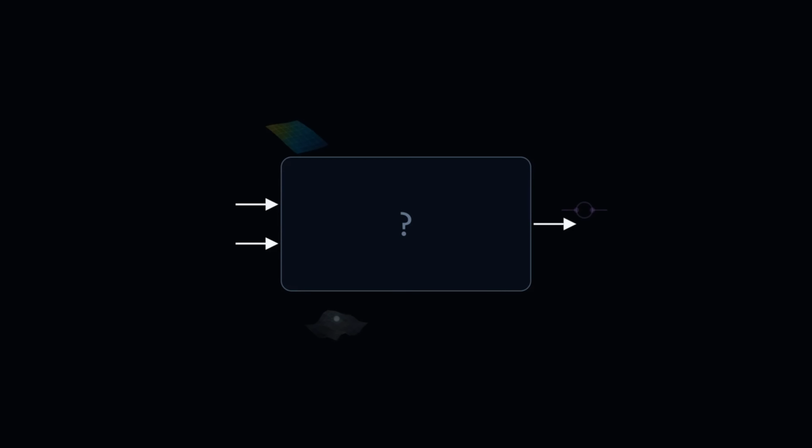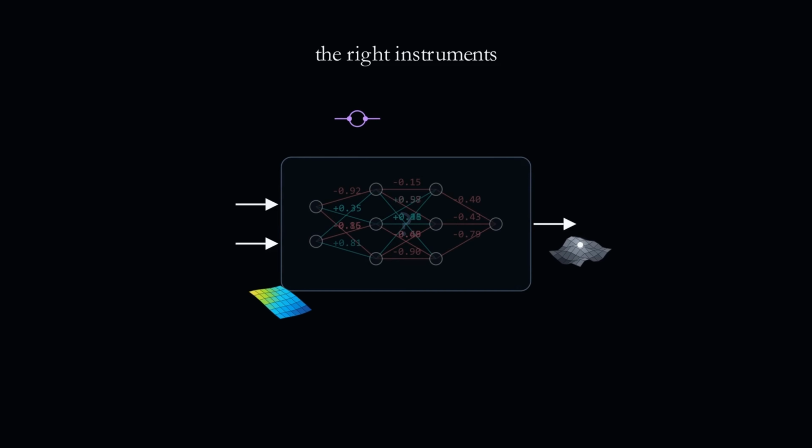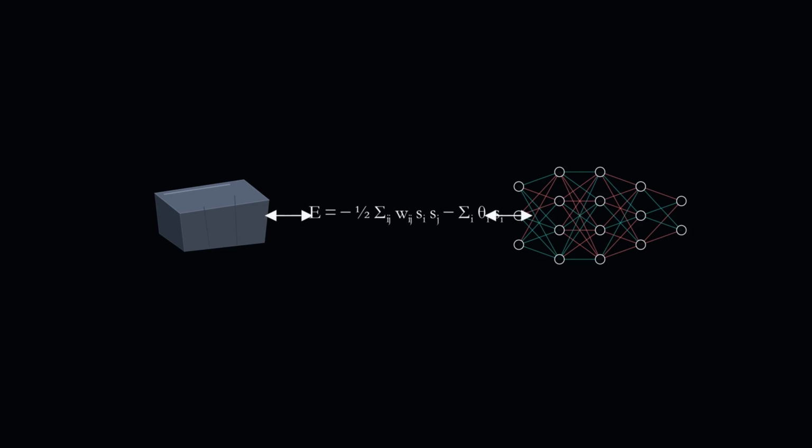We sealed this box in the middle of the film, a network abstracted into a function, the thing everyone calls a black box. It isn't opaque because it's complicated. It's opaque because we've been looking at it with the wrong instruments. And the right ones have been sitting in a physics department for a century. A lump of iron and a neural network. They have everything in common.